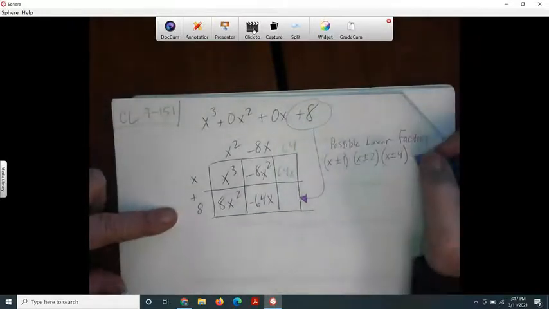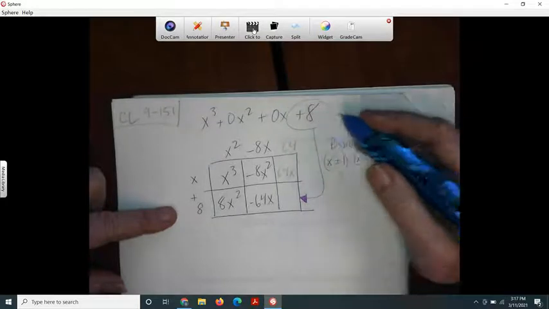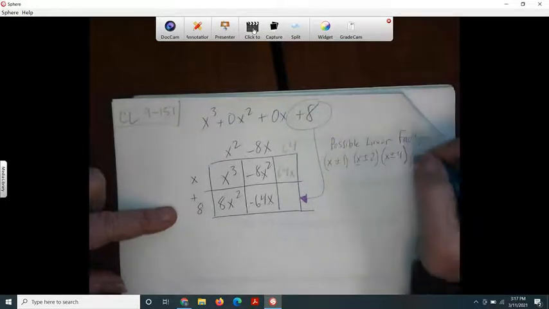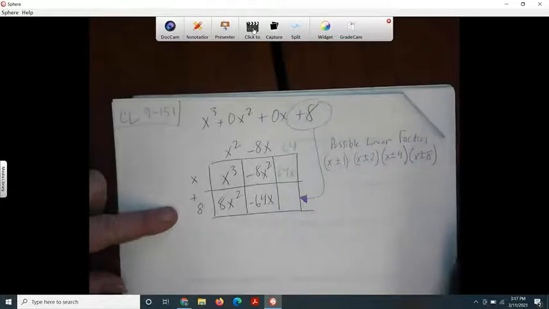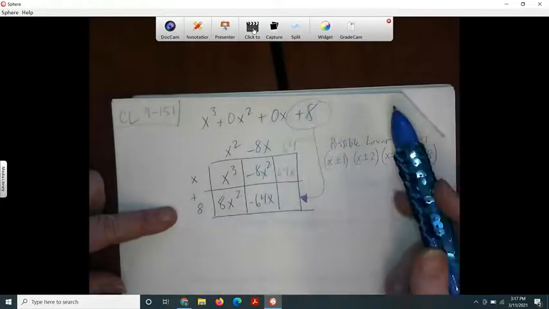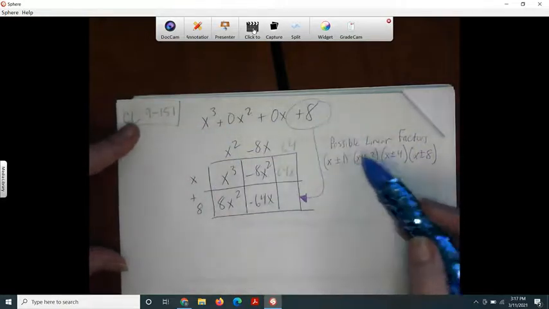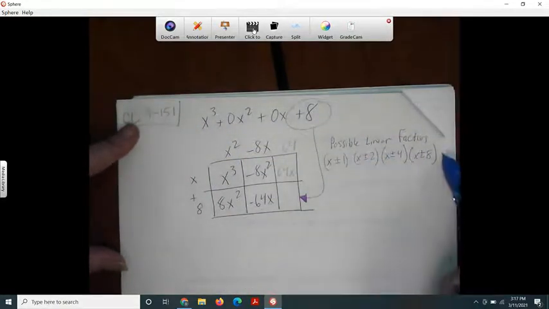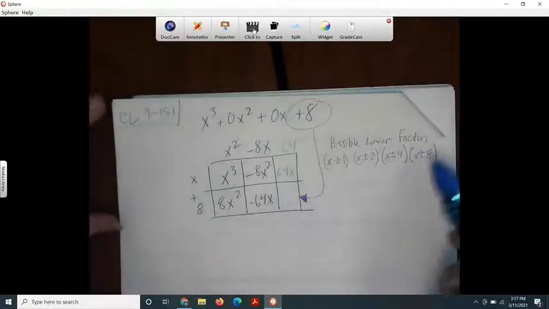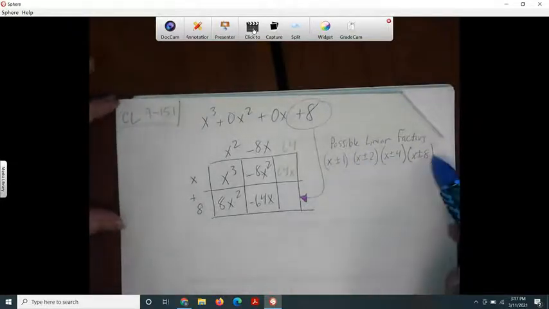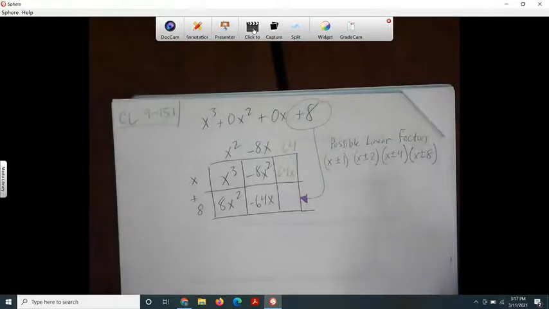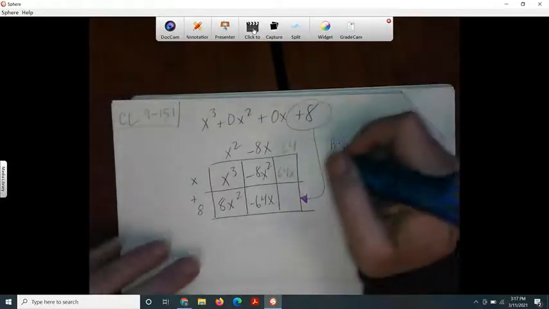So if I were trying to factor this original x cubed plus 8, these are all the things that it could possibly be. I would never bother trying anything else besides these. And so your book says list all the factors. So this is the answer to letter A. And then it says, is x plus 8 a factor?